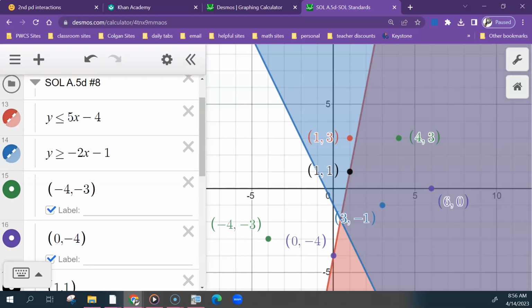For 8, put in the two equations, put in all the ordered pairs. The ones that fell in the shaded area for certain: 6, 0, 4, 3, 3, negative 1. 1, 1 fell on the line, so did 0, negative 4, but this one wasn't in the shaded area, so that one didn't count. And 1, 3 wasn't in the overlapping, so that one also didn't count.